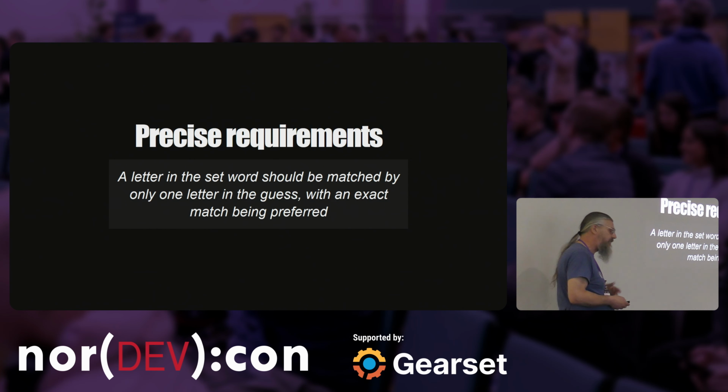So we need more precise requirements. Is that a letter in the set word should be matched only once in the guess word, and an exact match is preferred. Now we've already encoded the idea that an exact match is preferred, but our implementation isn't clever enough to figure out whether it's been matched already, or whether it will be matched later on with a better match later in the string.